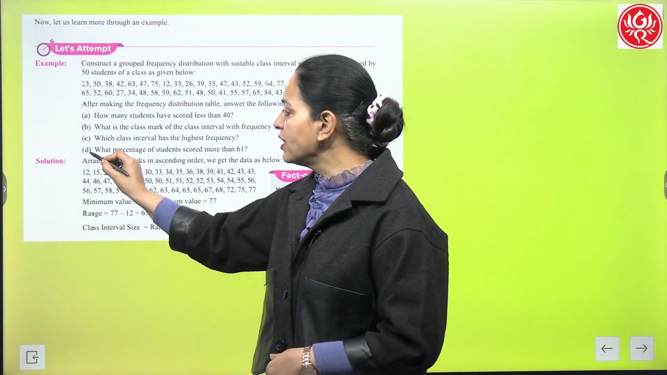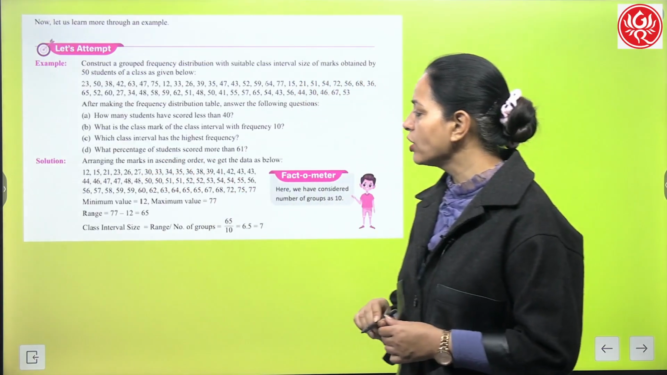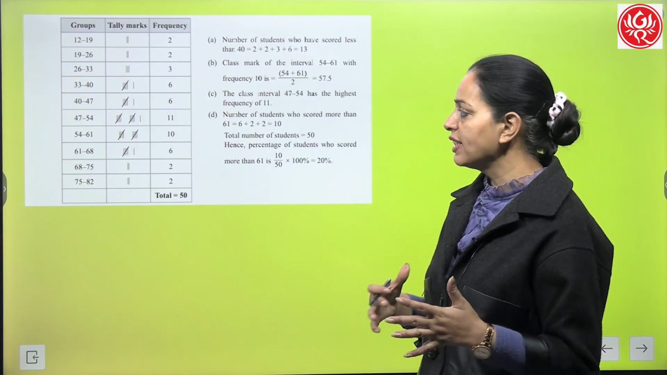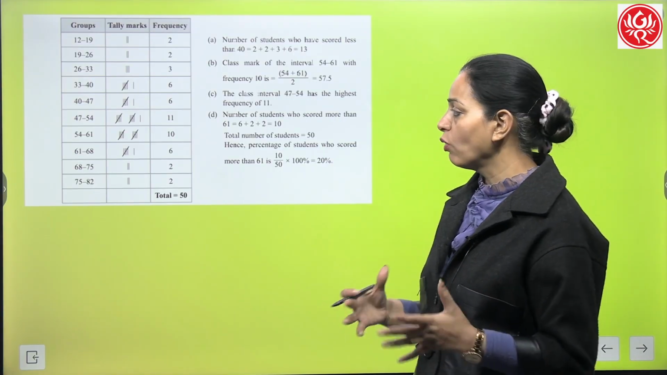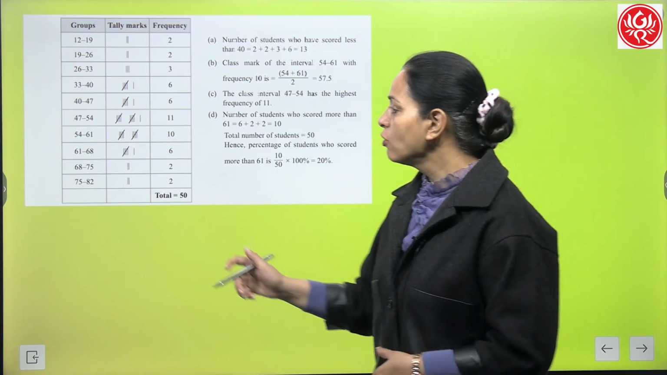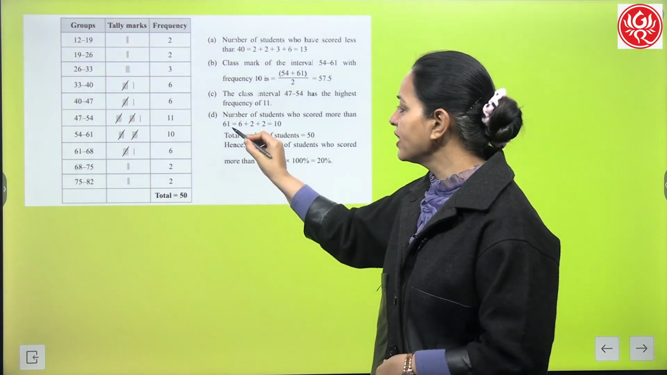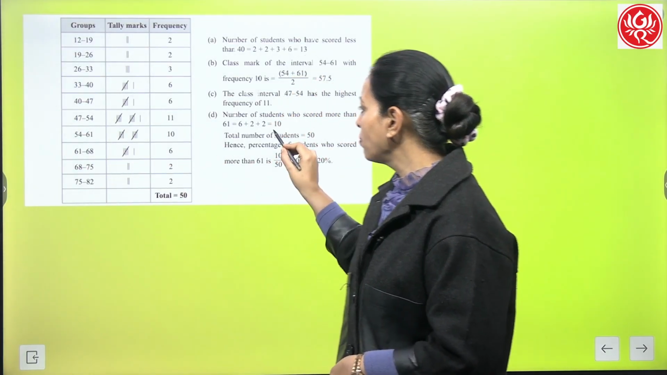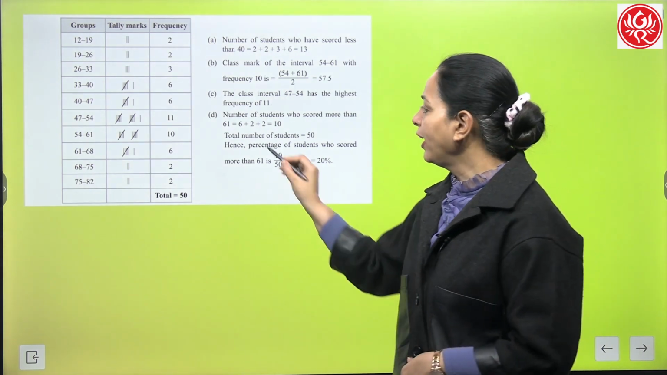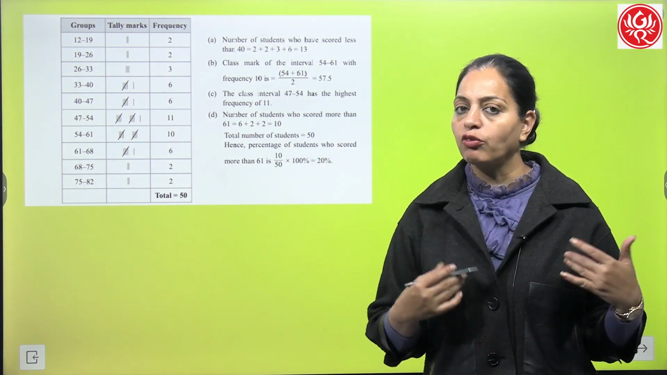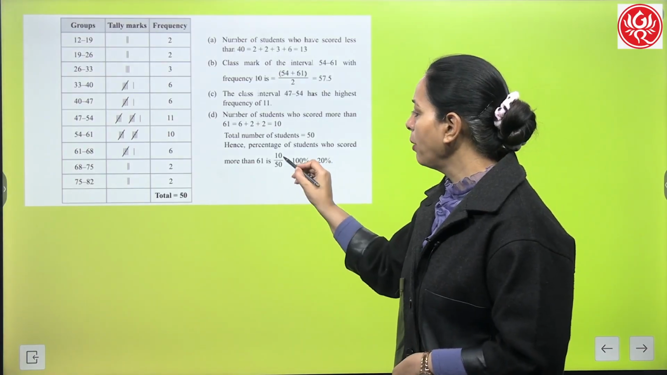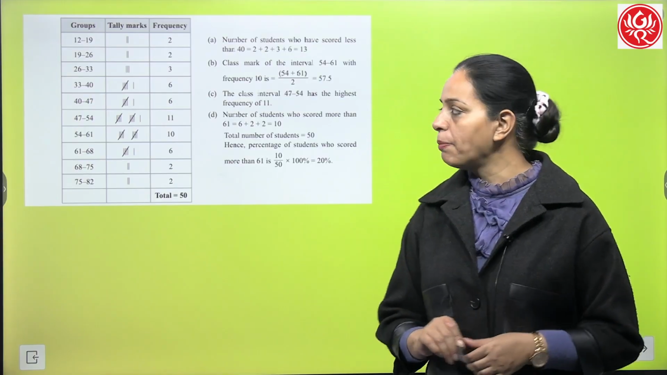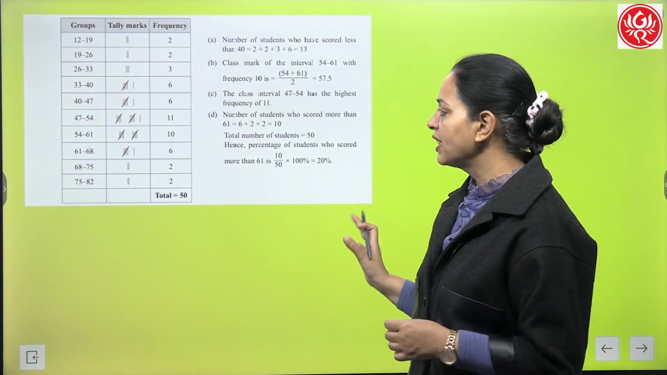Come to next part, D part. What percentage of students scored more than 61? So number of students who scored more than 61, this and these groups, right? So 6 plus 2 plus 2, that is 10, and total number of students 50. We have to find out the percentage. So 10 by 50 into 100%. So answer is 20%, right? I hope this is clear to you.